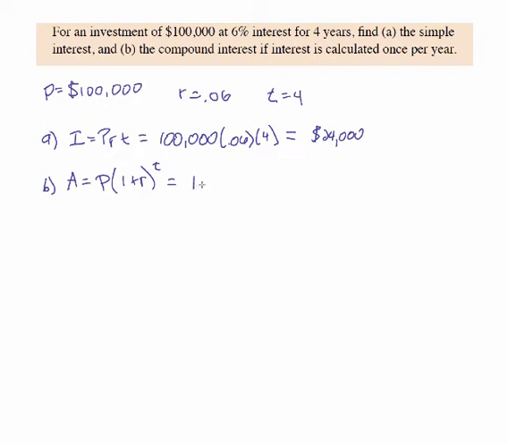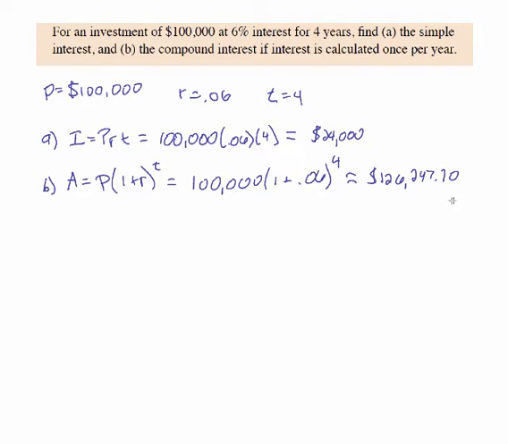Inputting our given values here, P is 100,000, times 1 plus R, which is 0.06, to the T, which is 4. And again, using a calculator, I find that this, rounded to the nearest cent, gives me $126,247.70.